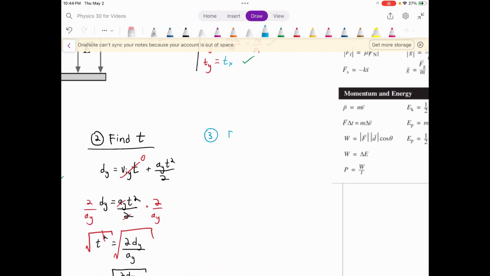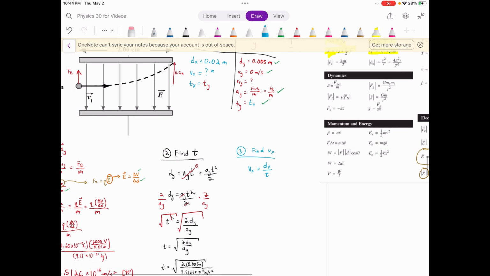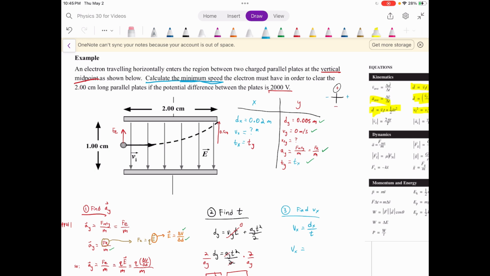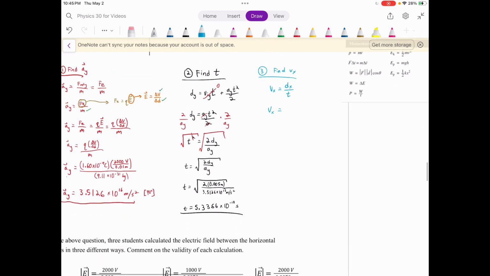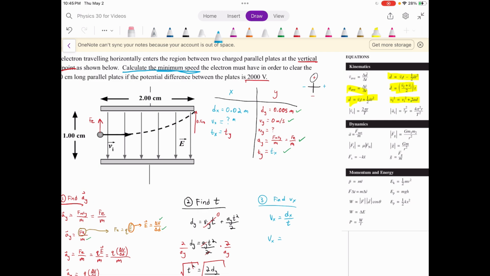Step 3, we are going to actually calculate the horizontal velocity it would need. So how far does it need to go? Well, it needs to travel 2 centimeters, right? Like we said, if it can go that far in this amount of time, it will have cleared the plates before it crashes into the top plate.